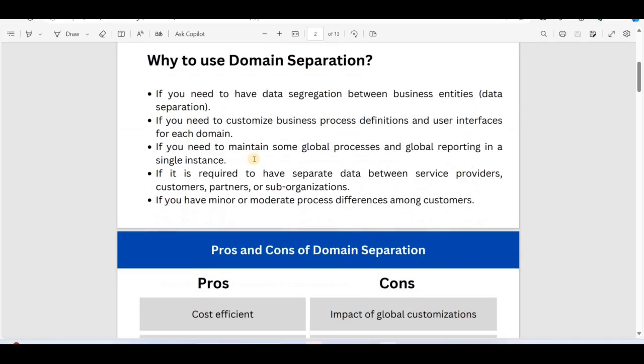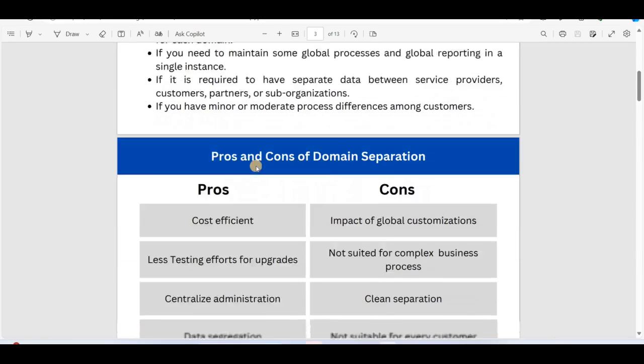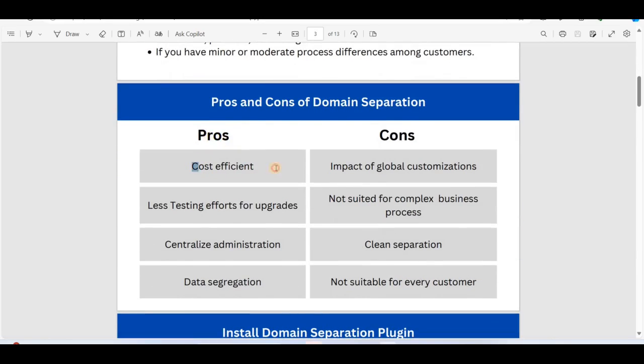Okay. So now let's discuss the pros and cons of domain separation. The pro is obviously it is cost efficient because we are managing everything under a single instance, as well as we need less time to upgrade because each domain has its own responsibility. That's why the complexity is not there, that's why the managed things are there, that's why we need less time to upgrade.